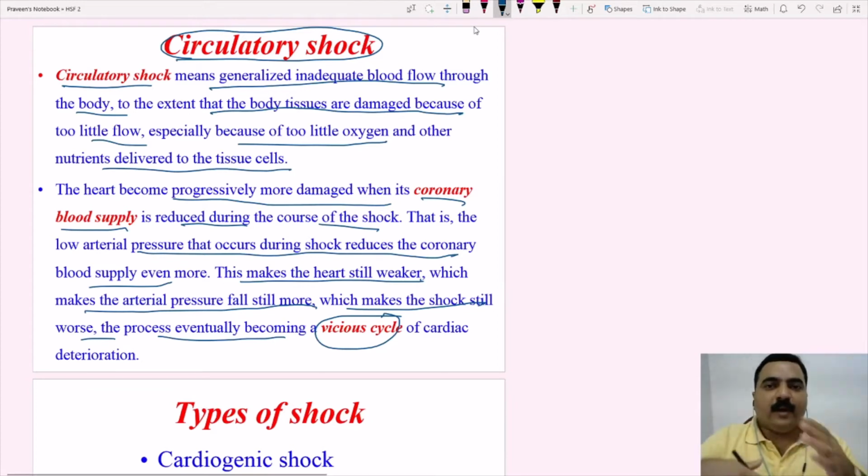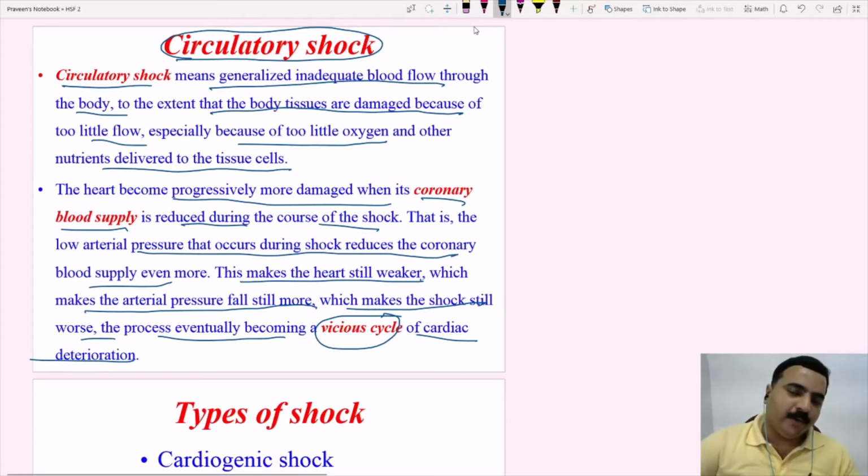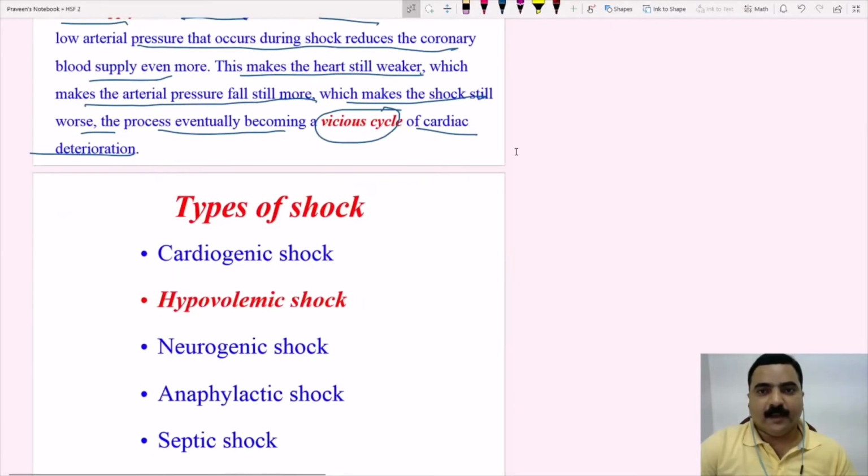So it keeps on damaging. The heart is pumping less blood, the heart becomes weaker, and it still pumps very little blood, and again the blood supply to the heart becomes further less, and it will lead to cardiac deterioration. The heart will keep on deteriorating. So that's why it is referred to as a vicious cycle, like a positive feedback cycle.